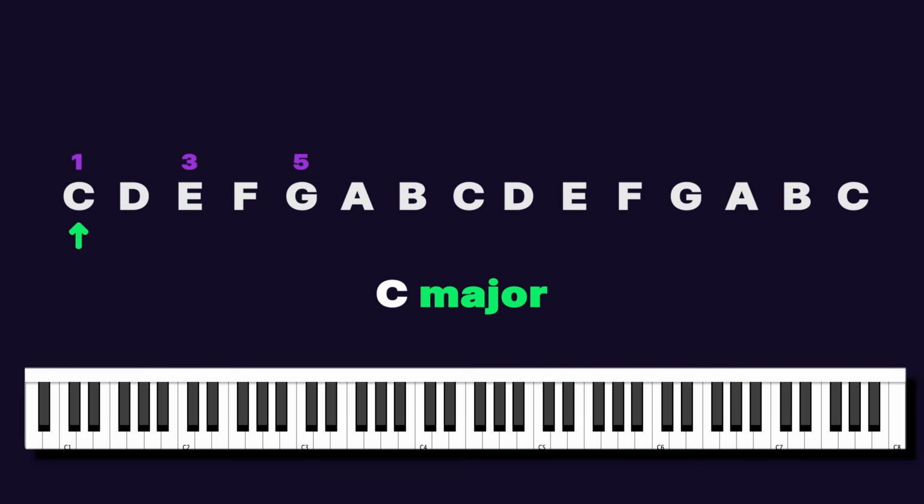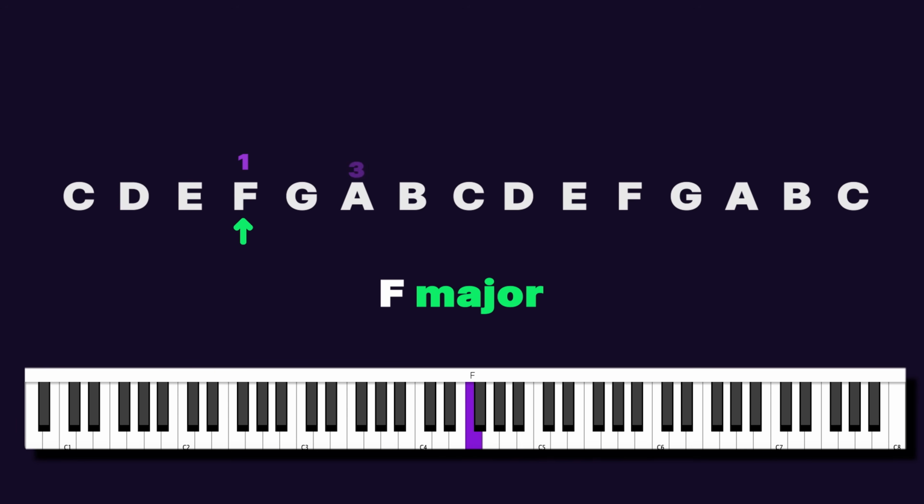And then we do the same exact thing on the next scale degree, which is D. D is 1, F is 3, A is 5. Then we move on to E. E is 1, G is 3, B is 5. Now to F.